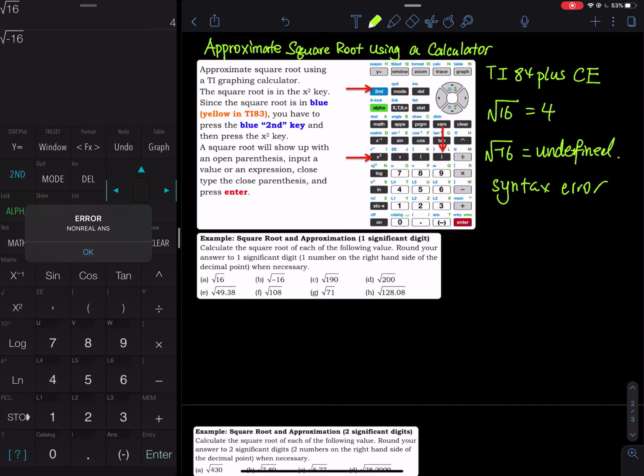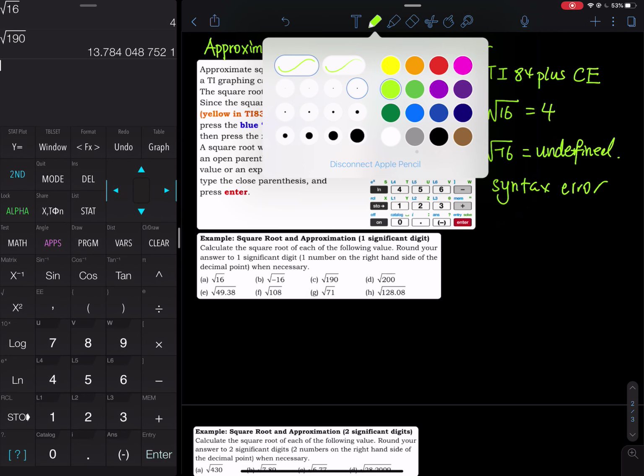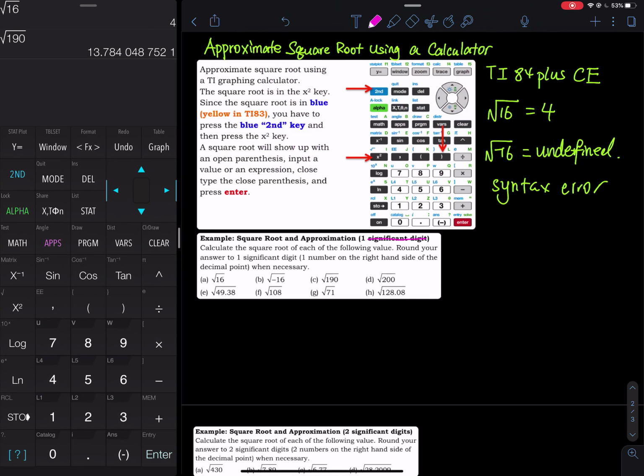And then the square root of 190, so second square, 190, enter. So keep one significant digit. Actually, I don't want to use the word significant digit. I want to use the word decimal, one decimal place. So allow me to fix this really quick. So instead of significant digit, I would just use one decimal place.